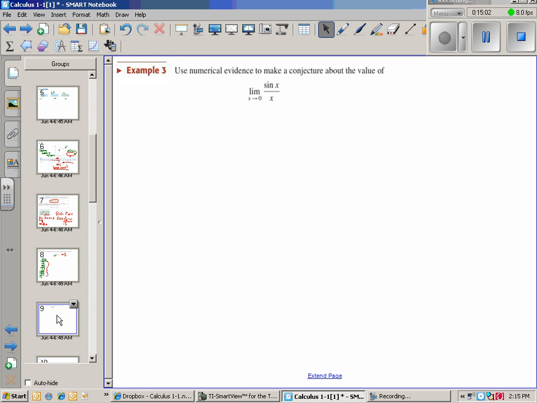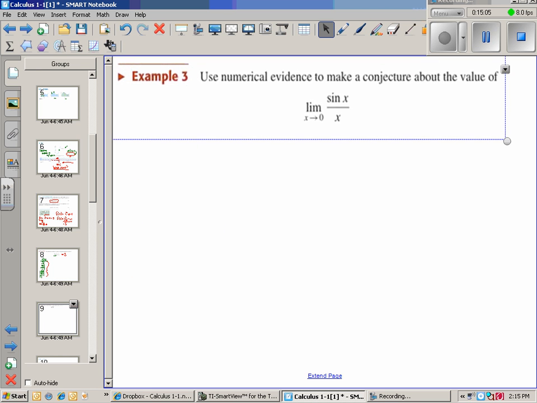Use numerical evidence to make a conjecture about the value of the limit as x approaches 0 of sine x over x. So go ahead now and enter that into your calculator, and let's see what you can get. Do that now.